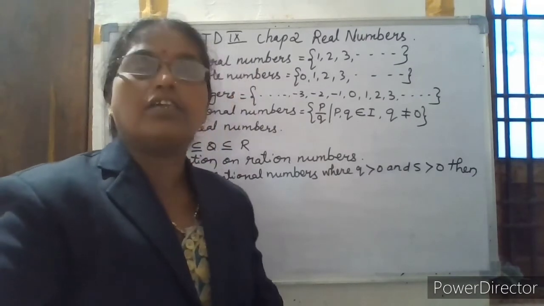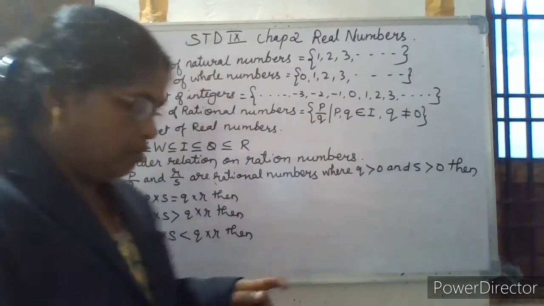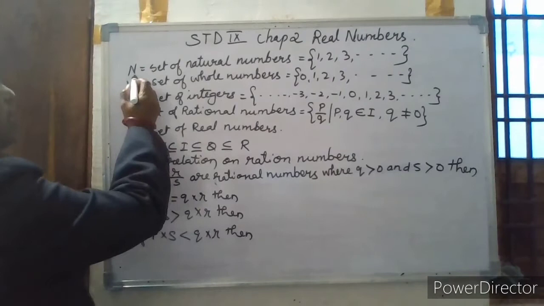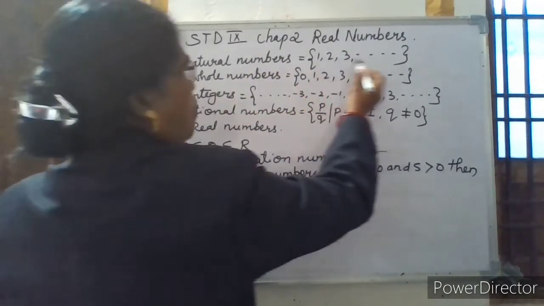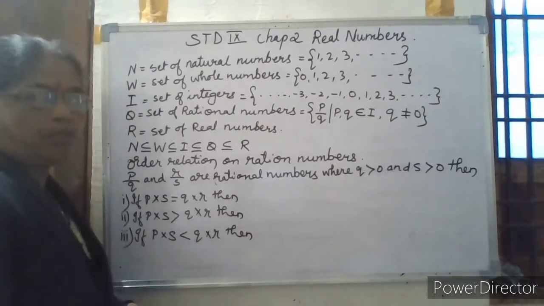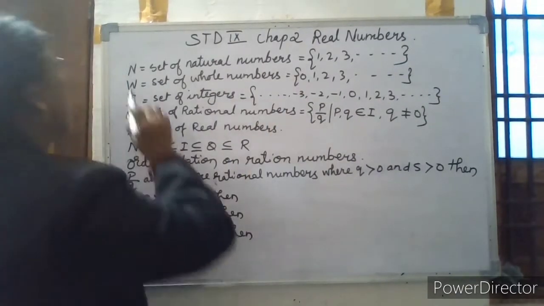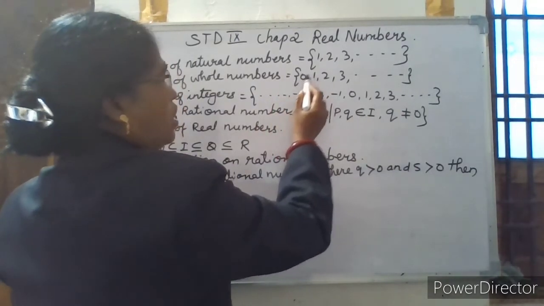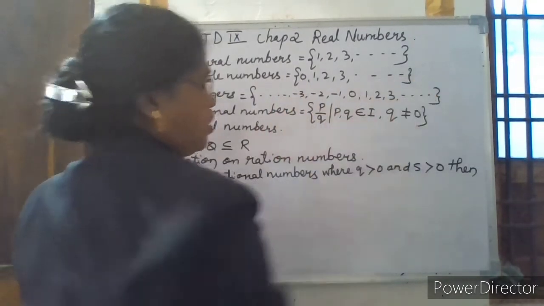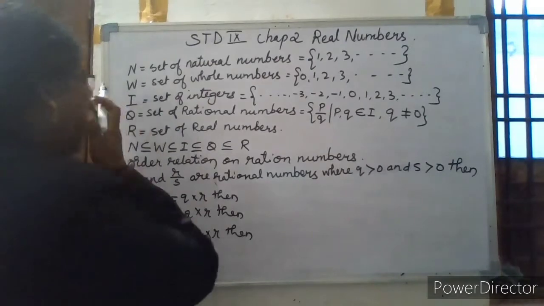Which letters indicate different types of numbers? So N indicates the set of natural numbers. So N is equal to 1, 2, 3, 4. You know this, the set of natural numbers. W indicates the set of whole numbers. So here it is 0, 1, 2, 3, 4. It is the set of whole numbers.